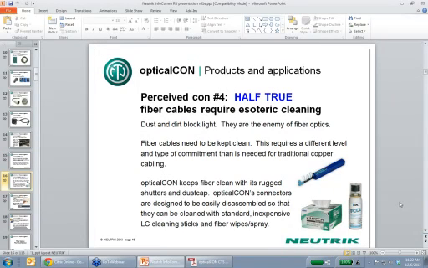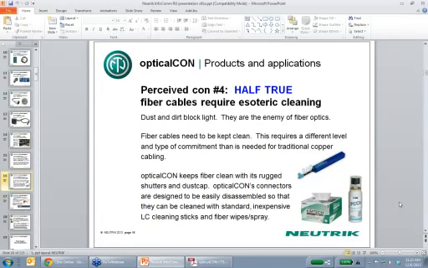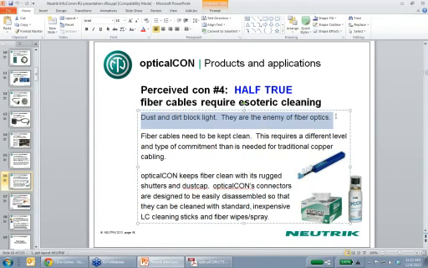And perceived con number 4, that fiber cables require esoteric cleaning. Dust and dirt block light. They are the enemies of fiber optics. This is so important. Let's be sure that we're very clear about this. When you're talking about fiber, it's like a flashlight.